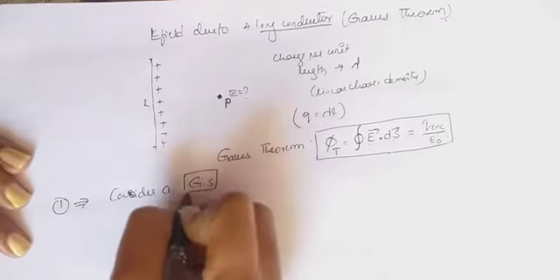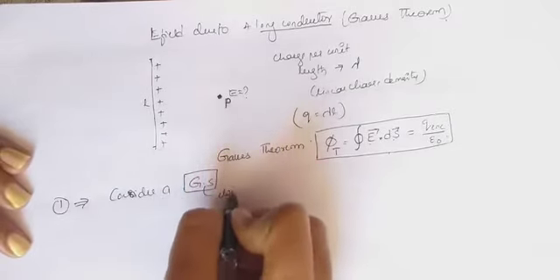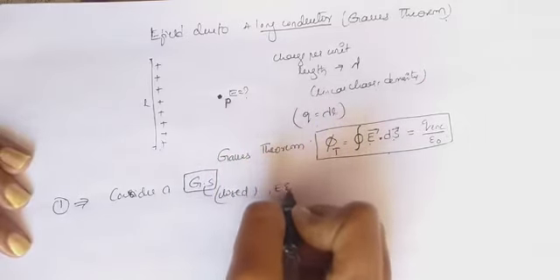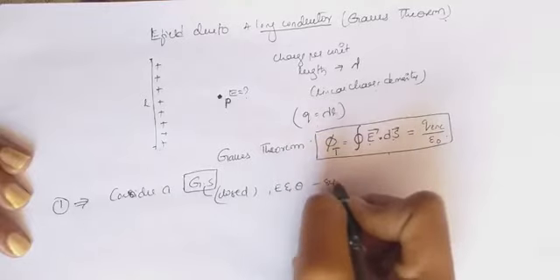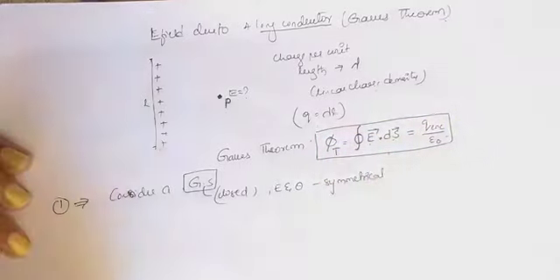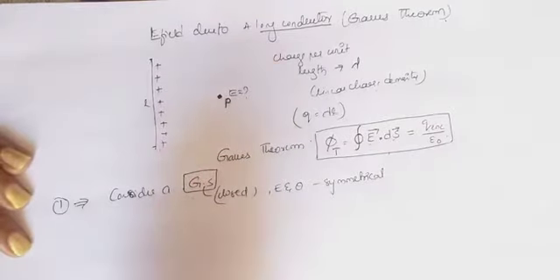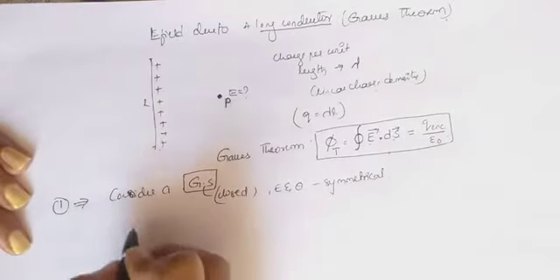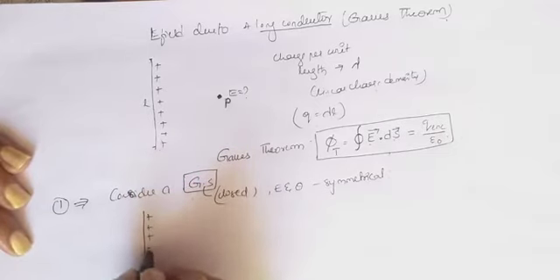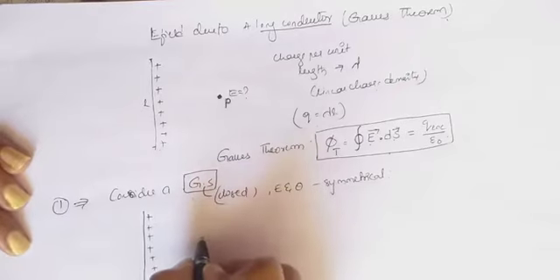So Gaussian surface means what? It is a closed, imaginary surface, and E and theta must be symmetrical at every point on this Gaussian surface. Okay. So now first we have to consider a Gaussian surface. Okay. So this is a long conductor. Here the charge is distributed like this. Okay. Now I want to find the electric field here.